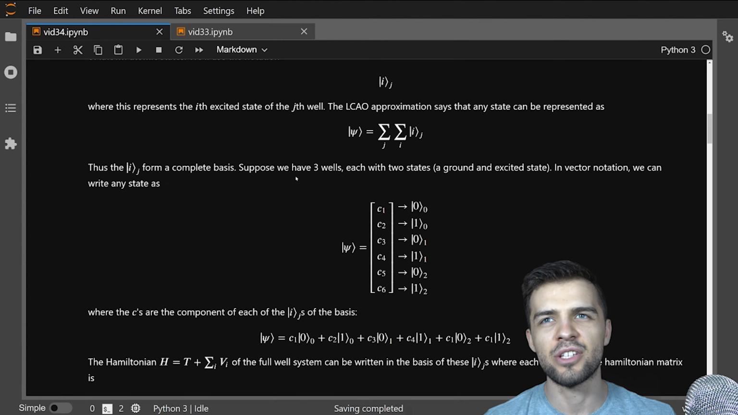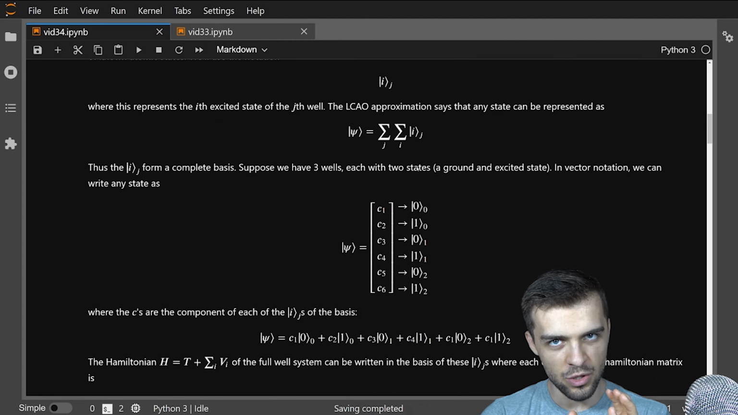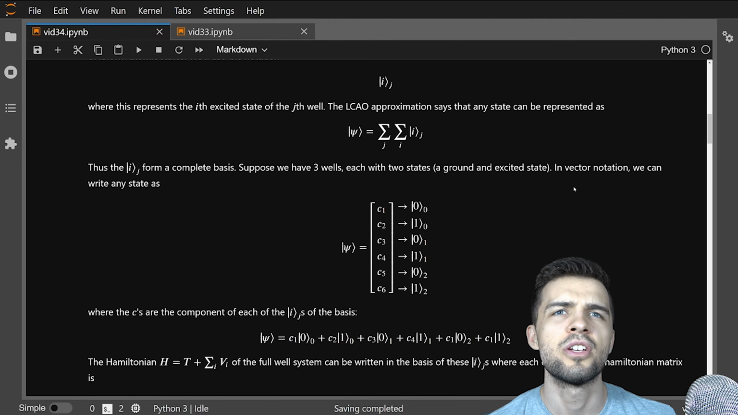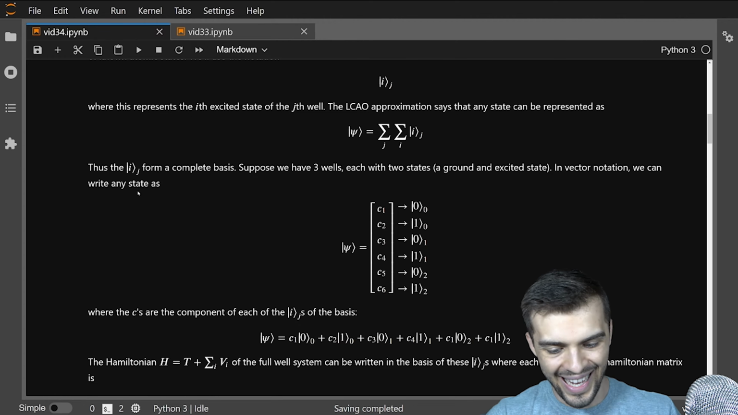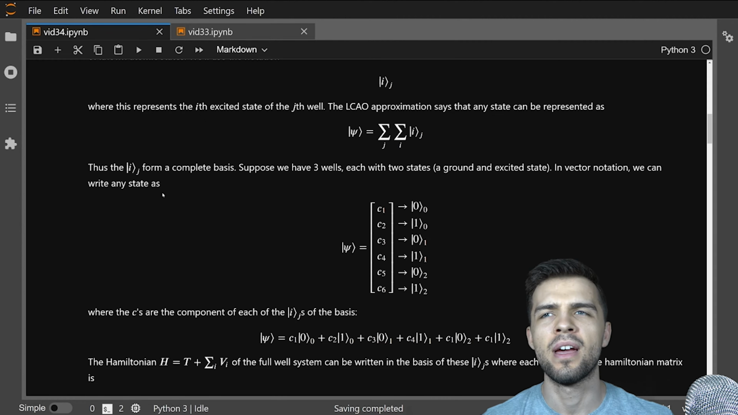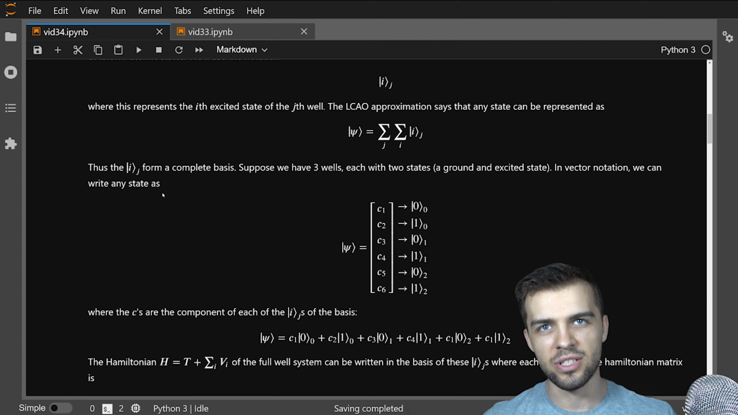So that's important. And as an example, suppose we have 3 wells, each with 2 states. So there's a certain depth to each well. They have a ground state and a second excited state. These are the bound energy states, with energy less than 0. So in vector notation, we could write any state of our system. This is the approximation, right? It's an approximation, but in this approximation, we can write our state like this.